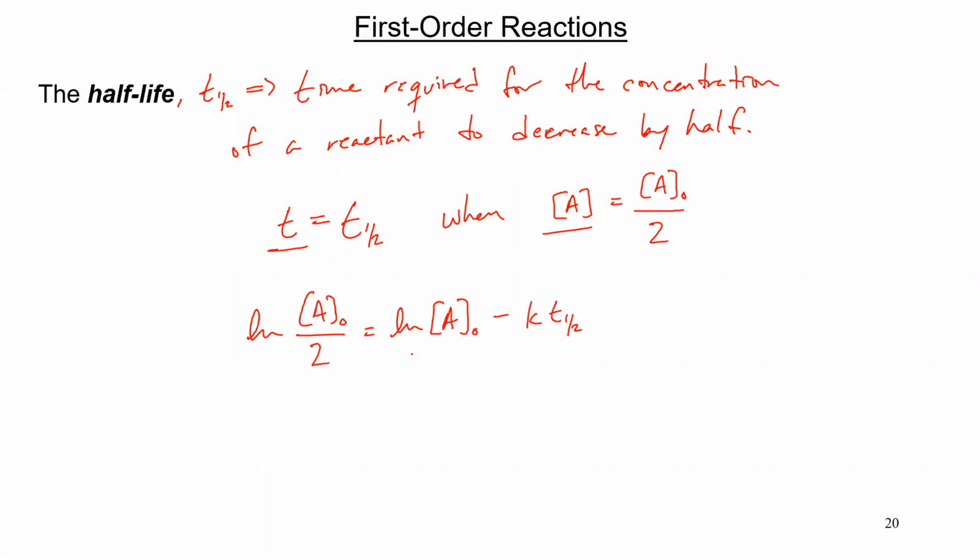So rearranging things, we get the natural log. So if we subtract natural logs, that's like dividing what's inside the natural logs. And so the natural log of A0 over A0 over 2 is equal to T1 half times K, sorry.